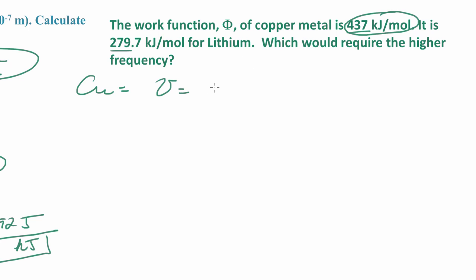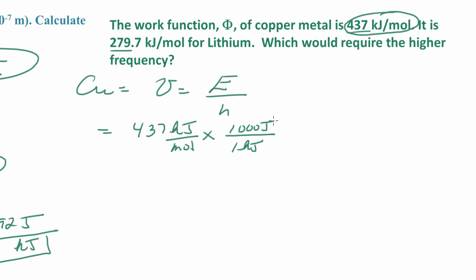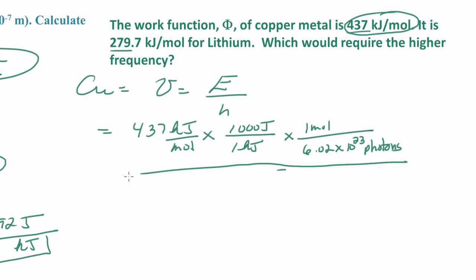The frequency would be the energy over Planck's constant, and that would be 437 kilojoules per mole. Now that's per mole, and also we're in kilojoules. We need to get into joules here. So 1 kilojoule is 1,000 joules. And 1 mole is 6.02 times 10 to the 23rd photons. We would need to divide that then by Planck's constant, 6.626.